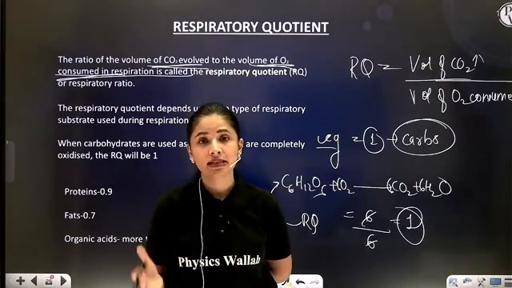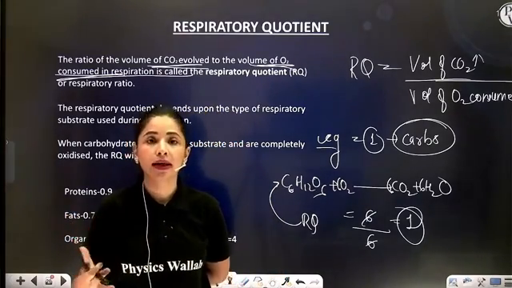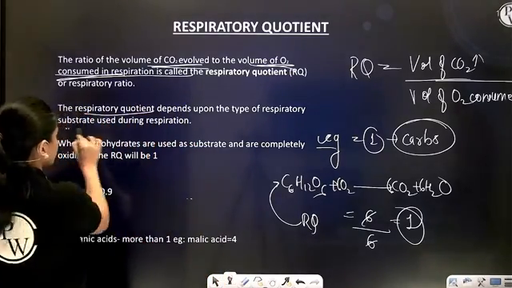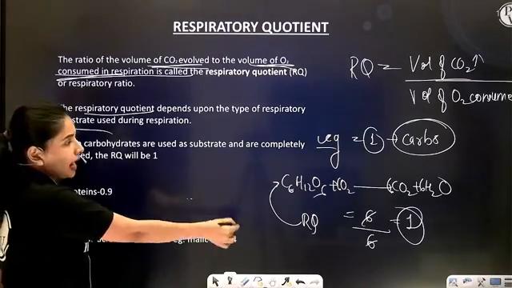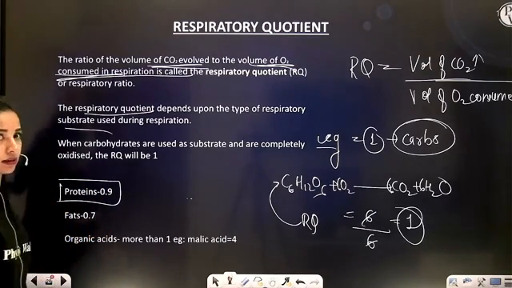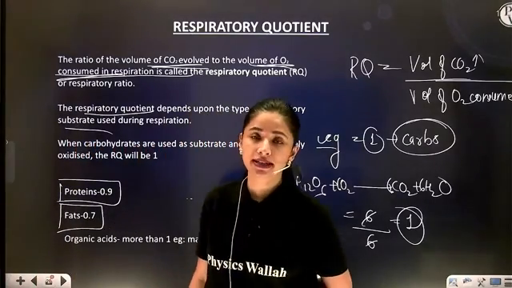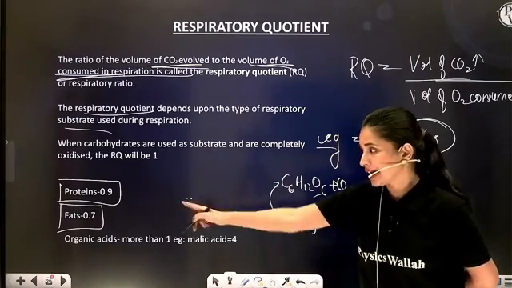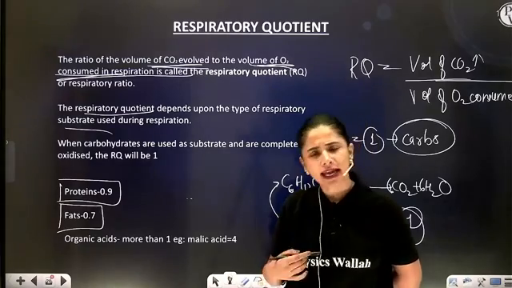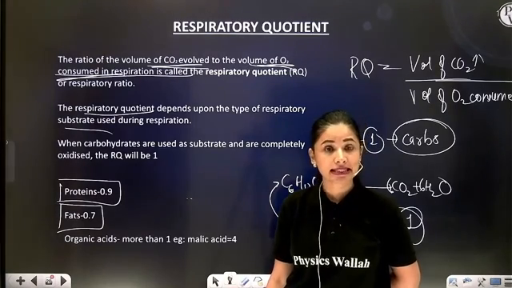Similarly, for fats, RQ is less than 1, that is about 0.7. For proteins, it is about 0.9. Correct? So respiratory quotient depends upon the type of respiratory substrate. Like for example, for carbs, RQ is 1. If I talk about for proteins, it is 0.9. For fats, if I talk about, it is 0.7. One example has been quoted in your NCERT about tripalmitic acid. It has been proved that in that case, the RQ value is 0.7. For any fat you talk about, every time RQ value is constant, that is 0.7.